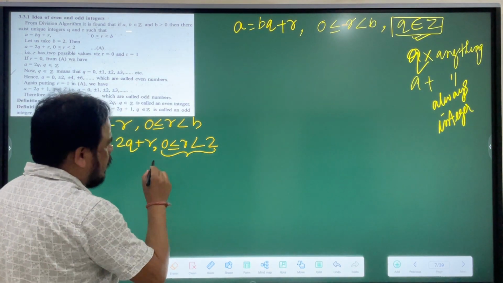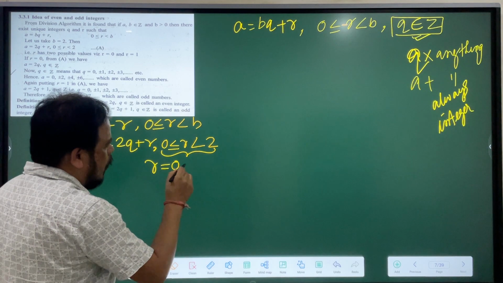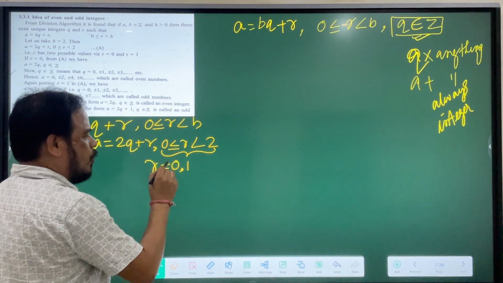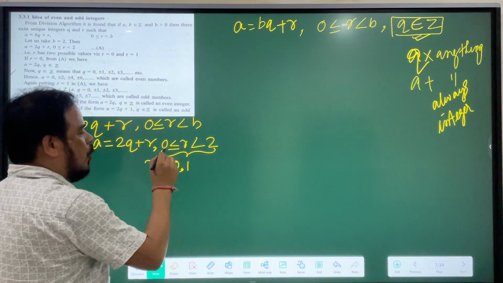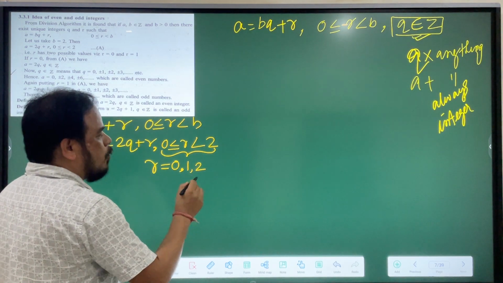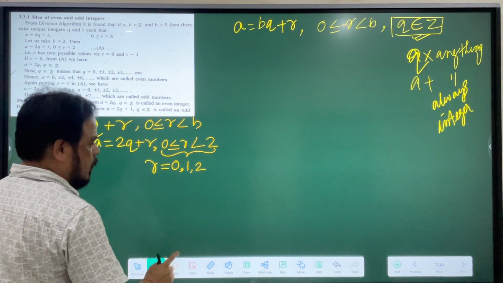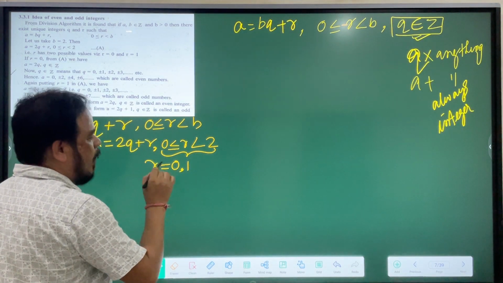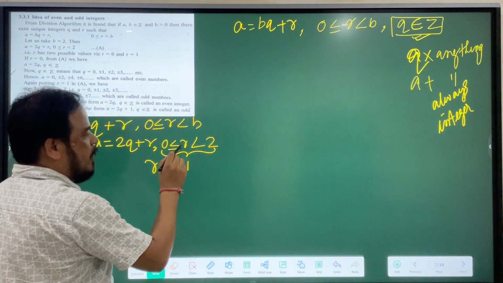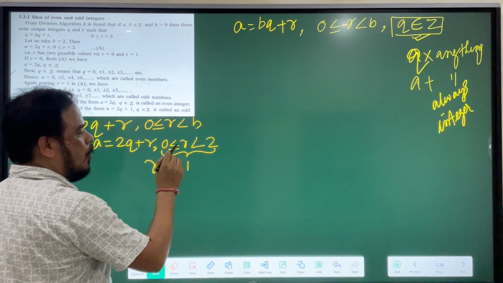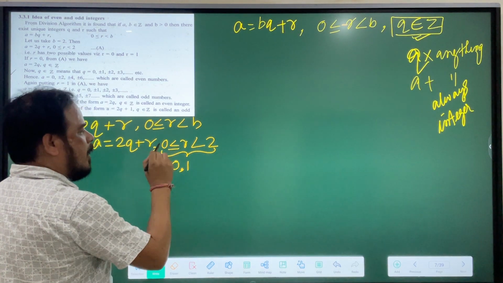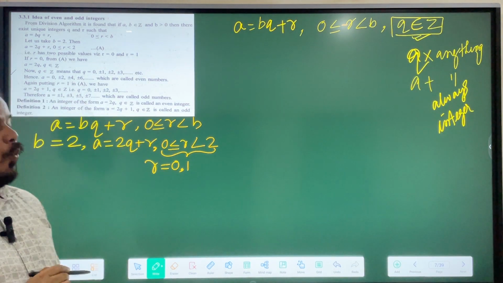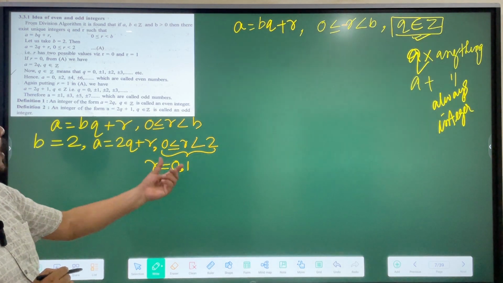So what is R now? This is a very important part. R can be 0, 1. R is greater than or equal to 0, equal to 0, so I have written 0. R is greater than 0, so I have written 1. But I cannot write 2, because R is smaller than 2. Got my point? I cannot write 2, 3, 4 like that. The value of R will be only 0 and 1.